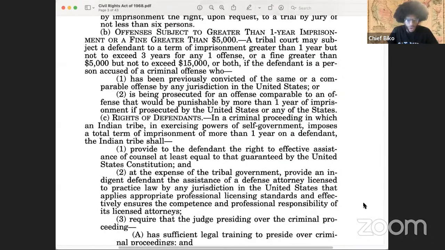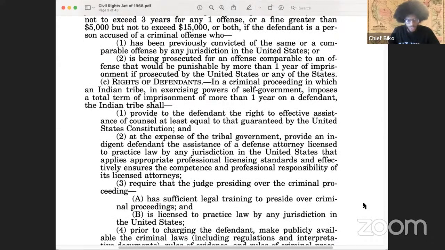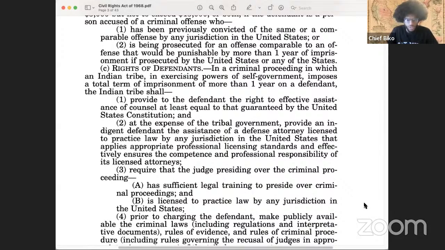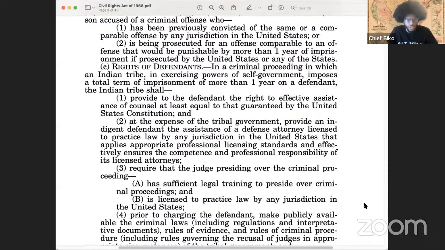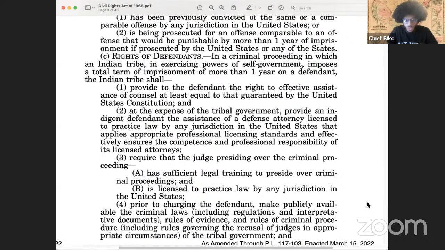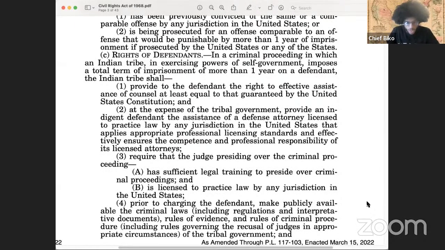Number 3, require that the judge presiding over the criminal proceeding, A, has sufficient legal training to preside over criminal proceedings and is licensed to practice law by any jurisdiction in the United States. 4, prior to charging the defendant, make publicly available the criminal laws, including regulations and interpretative documents, rules of evidence, and rules of criminal procedure, including rules governing the recusal of judges in appropriate circumstances of the tribal government.